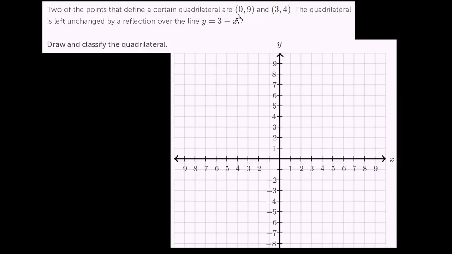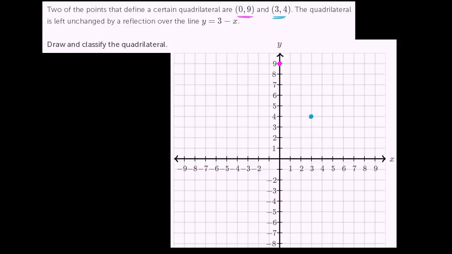So the point (0, 9), that's one of the vertices of the quadrilateral. So (0, 9), that's that point right over there. And another one of the vertices is (3, 4). (3, 4), that's that right over there.